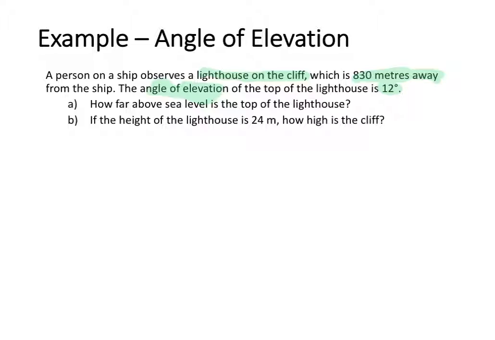So when I was reading the question, I highlighted some key information, and I know that I'm on a ship and I can see a lighthouse on top of a cliff. The cliff is 830 meters away from the ship, and the angle of elevation to the top of the lighthouse is 12 degrees. So my next step is to use that information to draw a diagram. So I'm going to draw my ship, and I'm going to draw my cliff, and on that cliff is a lighthouse. And it has light coming out of it. All right, so now I'm going to use that to form a triangle.